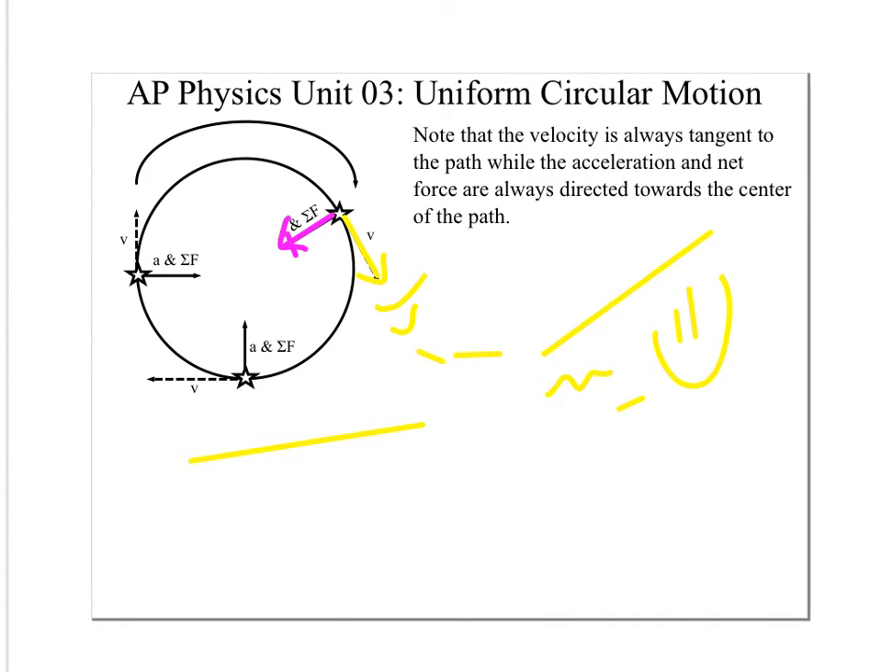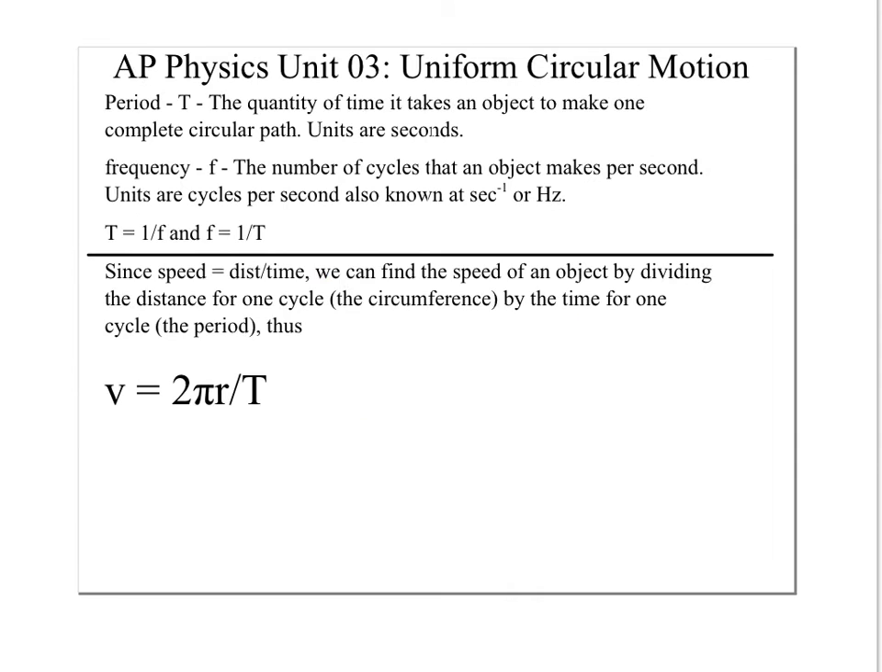It's going clockwise, so it's pointing in the direction that would keep it going clockwise. In order to work with these, a lot of times it's not just going to give you the velocity or variables that would be really nice to have. Instead, it's going to give you the time that it takes to go around a circle and the radius of that circle.